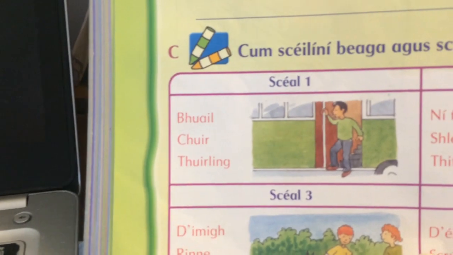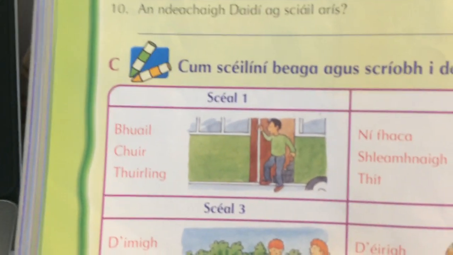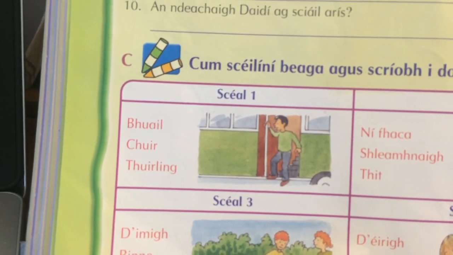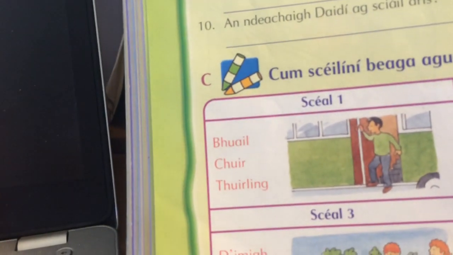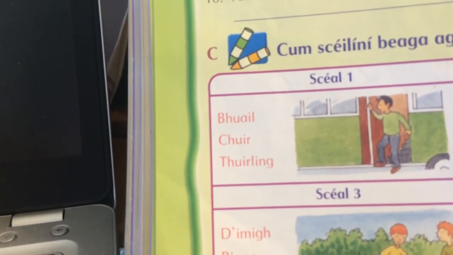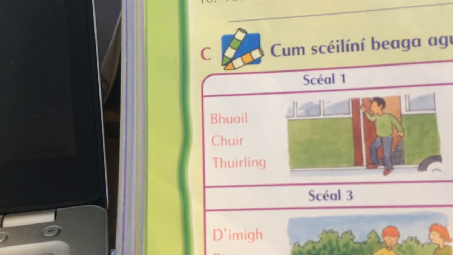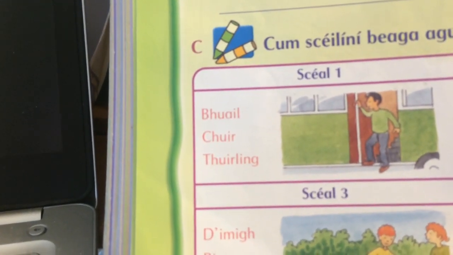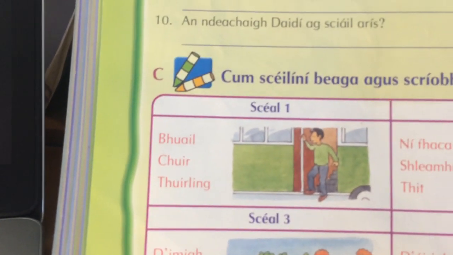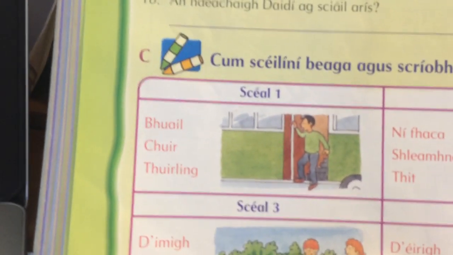So let's look at scéal a haon. Buail, chuir, agus thuirling. Okay, so there are 3 verbs. Okay, so buail is to hit, like buail an clog is the bell rang. Okay, chuir is to put, and thuirling is to go down, to get down or to disembark. Okay, so you know, a scéal you could put there.